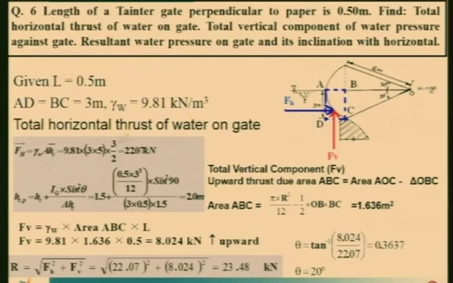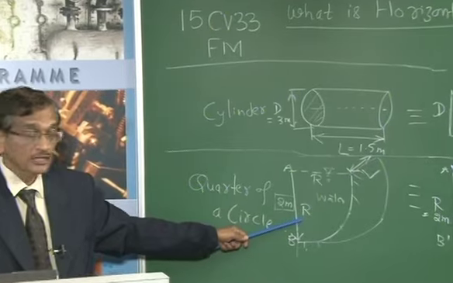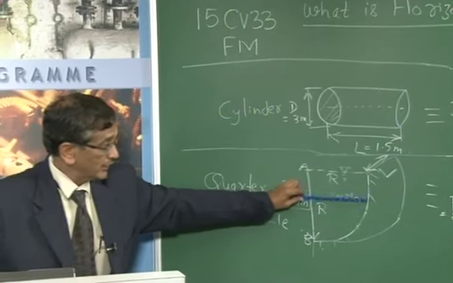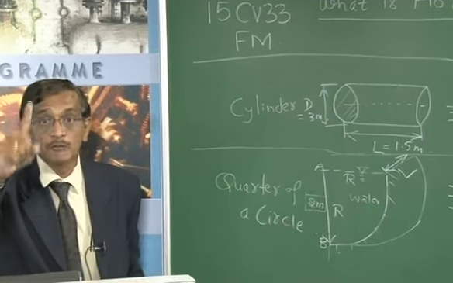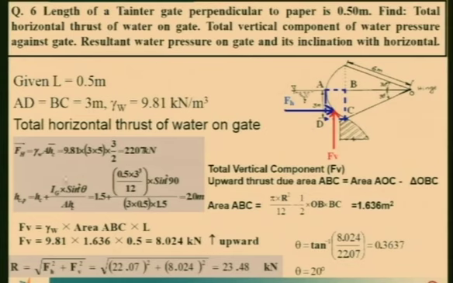The total horizontal thrust of water on gate, FH will be equal to gamma W A HC. My dear friends, you know very well, if this radius is 3 meter, okay, where will be the centroid? Half of this, which is going to be 1.5 or 3 by 2. So go back to formula. 9.81 into the area, 3 into 0.5 into 3 by 2. We calculate, we get the FH value.